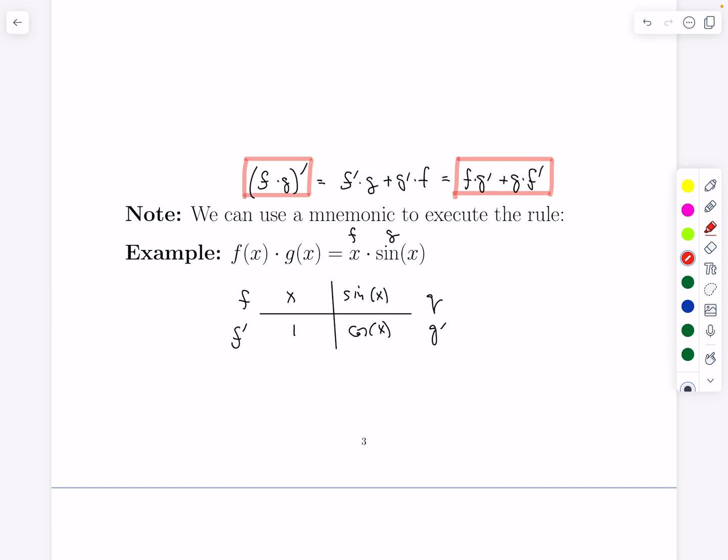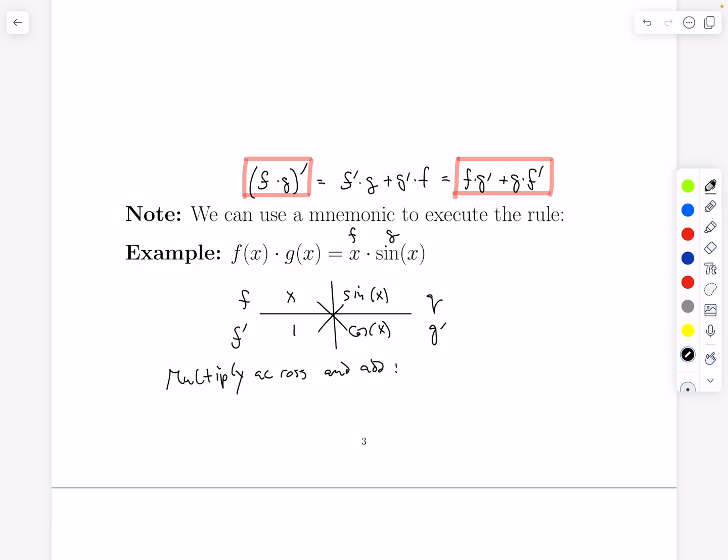What do we need? We need f times g prime, yeah? So that's here, multiplying across. We multiply across, and then we need g times f prime, and then we multiply here across, yeah? That's what it says in this formula. And then we add. So we multiply across and then add.